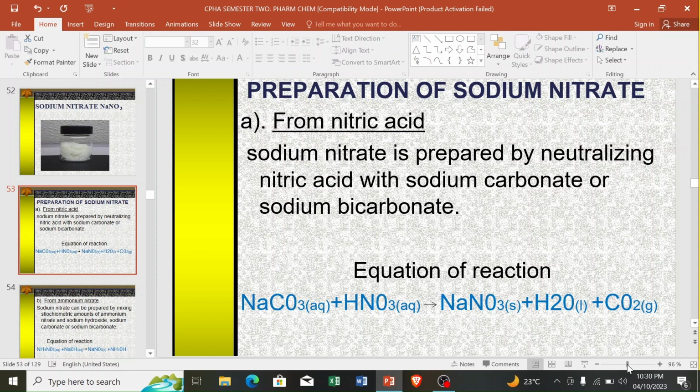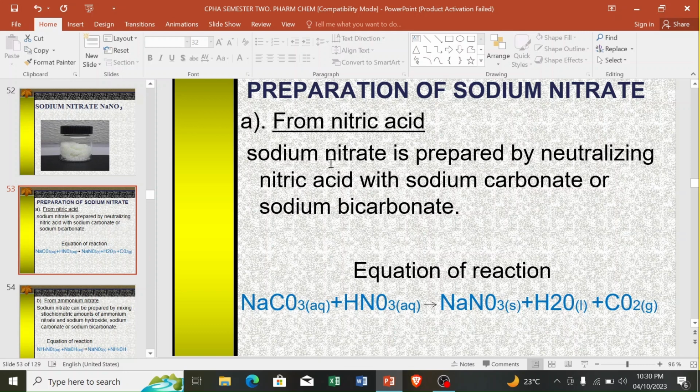All right, after we have seen how it looks like, let us look at how we can prepare sodium nitrate. We have preparation of sodium nitrate. We have a number of ways we can prepare all these compounds that we look at in all the different groups of the periodic table. So this can be prepared from nitric acid.